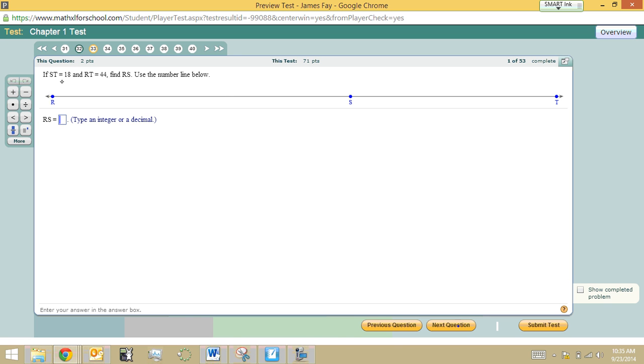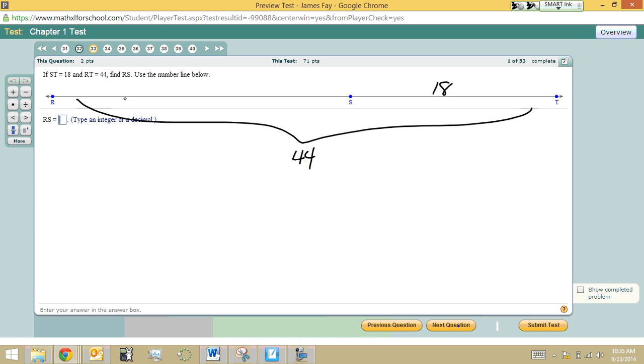They want to know, find RS. Okay, they tell me ST is 18. So this is 18. RT, the whole thing, is 44. So to find what RS is, I'm going to take 44 minus 18. Figure that out, type it in.